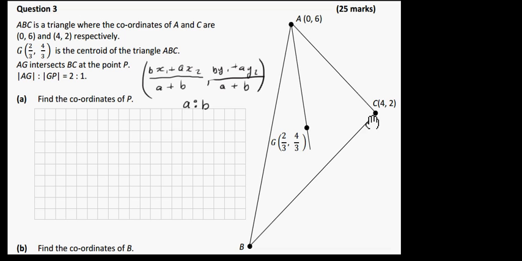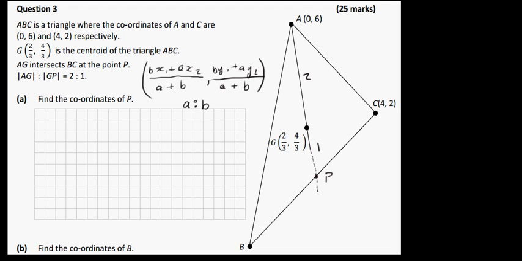We have the coordinates of A and C, and we have the coordinates of this point here, G, which we're told is a centroid of the triangle. We're also told that AG intersects BC at a point P. In other words, if we were to continue this line on here, this point here is the point P. We're also told that the ratio AG to GP is 2 to 1. So that length there is twice this length here.